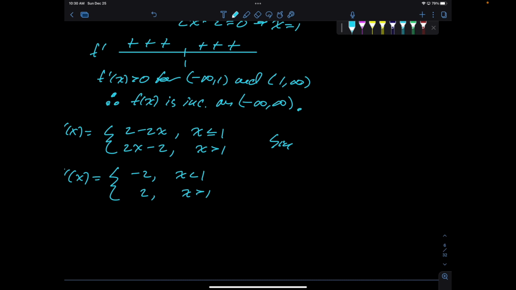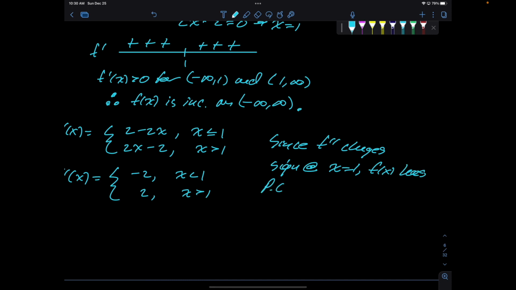So that says since f double prime changes... Actually, you know what? Just changes its sign. Doesn't matter that it goes negative to positive. It changes its sign at x equals 1. f of x has a POI at x equals 1.